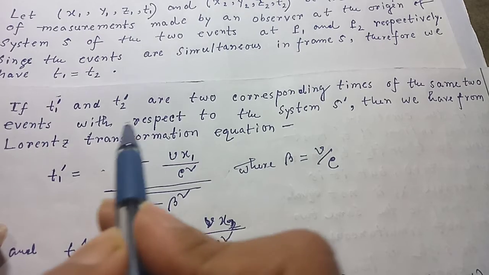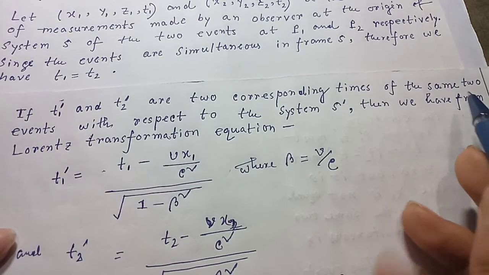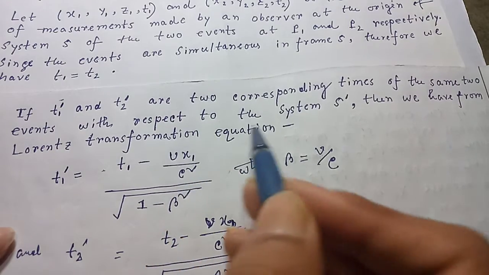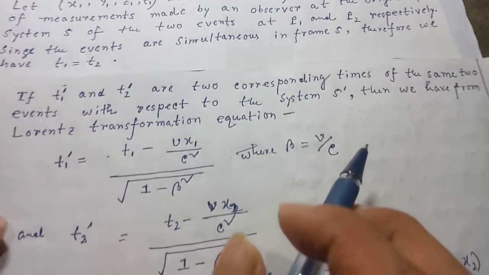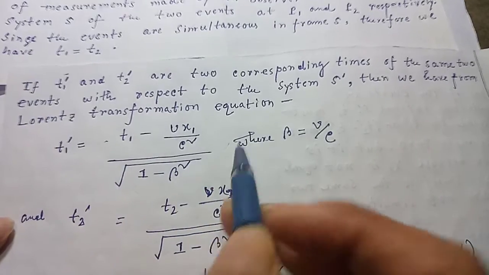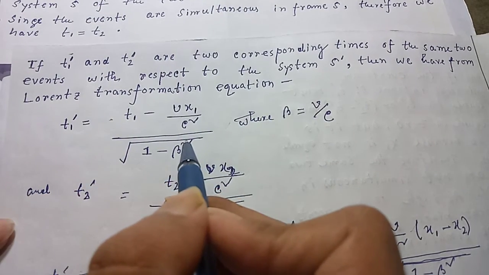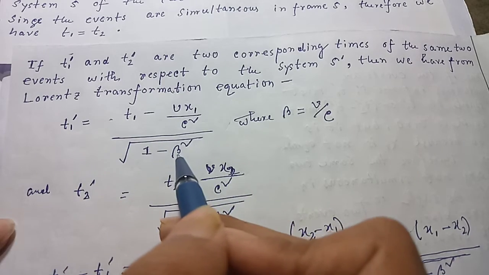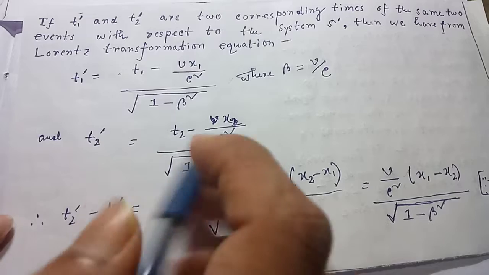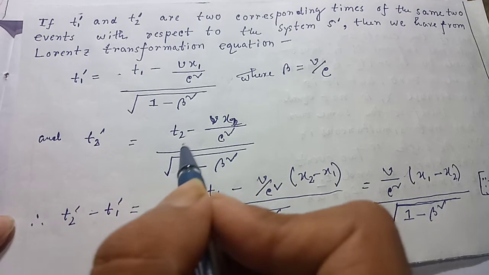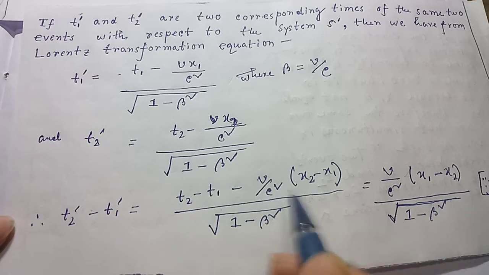If t1 prime and t2 prime are the corresponding times of the same two events with respect to system S prime, then from the Lorentz transformation equations, t1 prime equals (t1 minus v x1 by c square) by root over 1 minus beta square, where beta equals v by c, and t2 prime equals (t2 minus v x2 by c square) by root over 1 minus beta square.